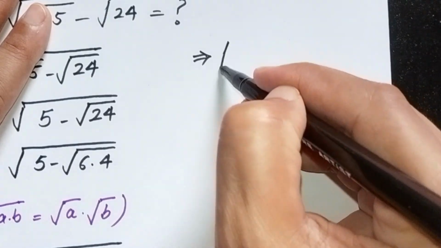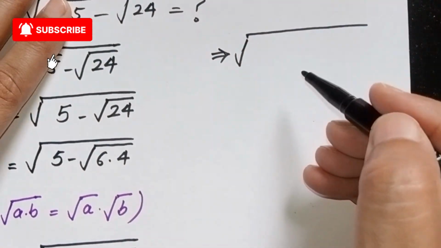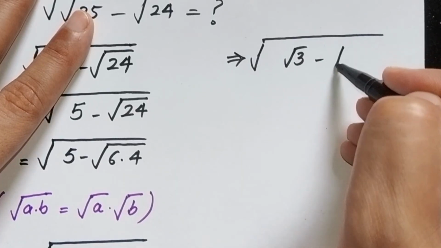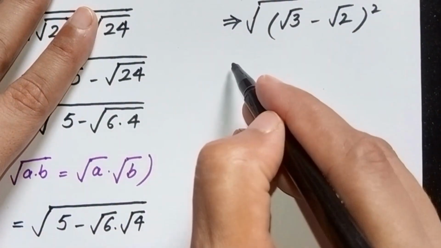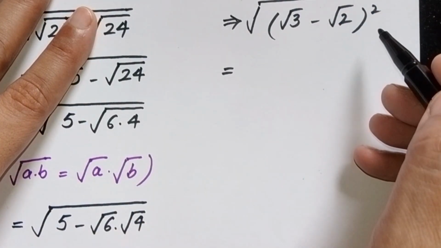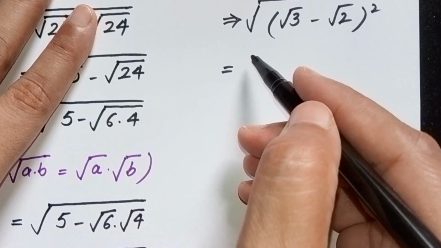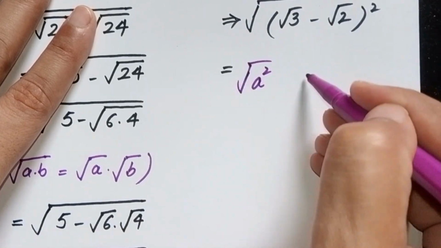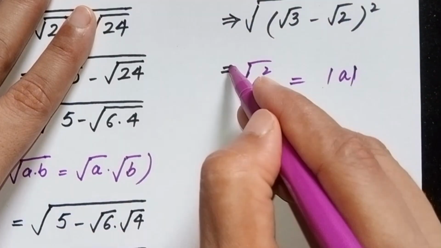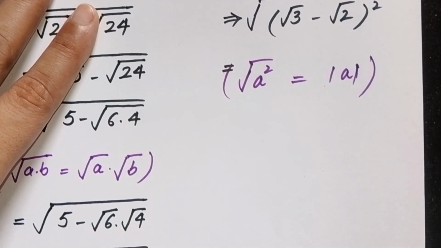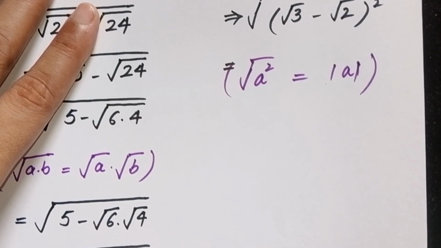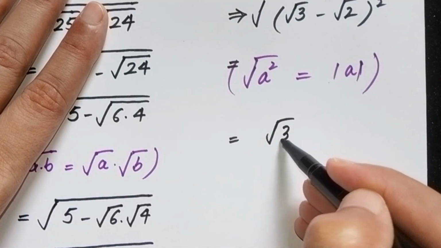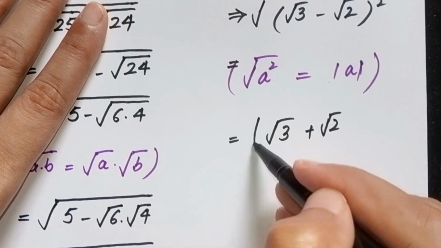So we can write the next step: the square root of the square root of 3 minus the square root of 2, whole squared, because a is equal to the square root of 3 and b is equal to the square root of 2. The right way to write the square root of a square is in the absolute value. So this is the right way to express the square of any number. We write the absolute value of the square root of 3 minus the square root of 2.